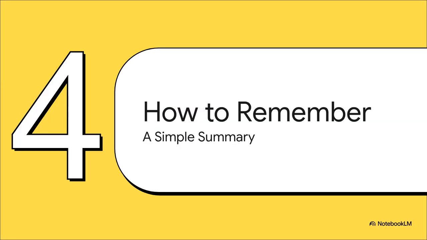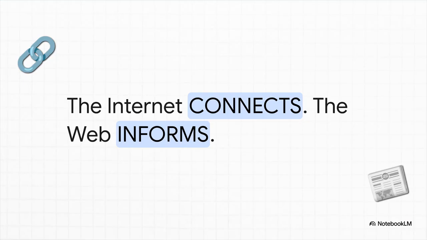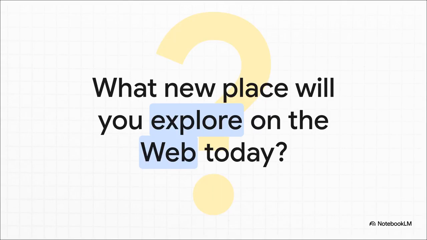Okay, let's boil this down one last time into something super simple you can't forget. Here it is, the absolute simplest way to remember the difference. The internet connects, the web informs. The internet is about connecting computers. The web is about the information on them. One more time, the internet connects, the web informs. That's really all there is to it. So there you have it. Now you totally get the difference. You know all about the roads and all the amazing places you can go.